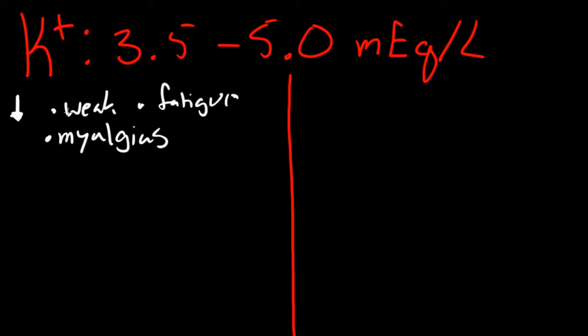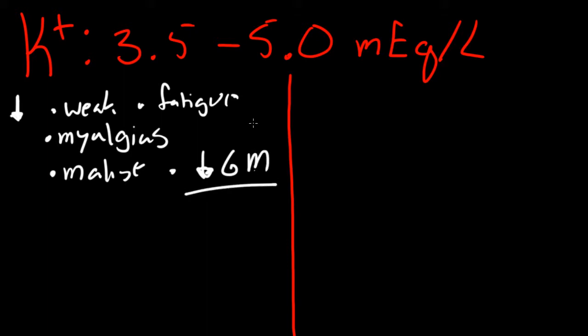Okay, malaise, just a general sick feeling. And also decreased gastric motility. So you might have an ileus or something like that going on, not GS. Gastric motility, constipation, ileus, things like that, okay?